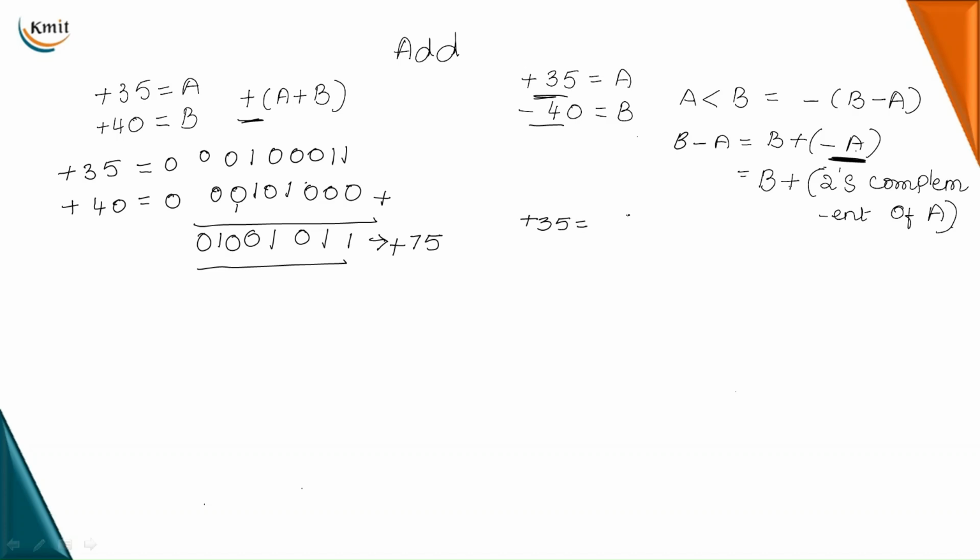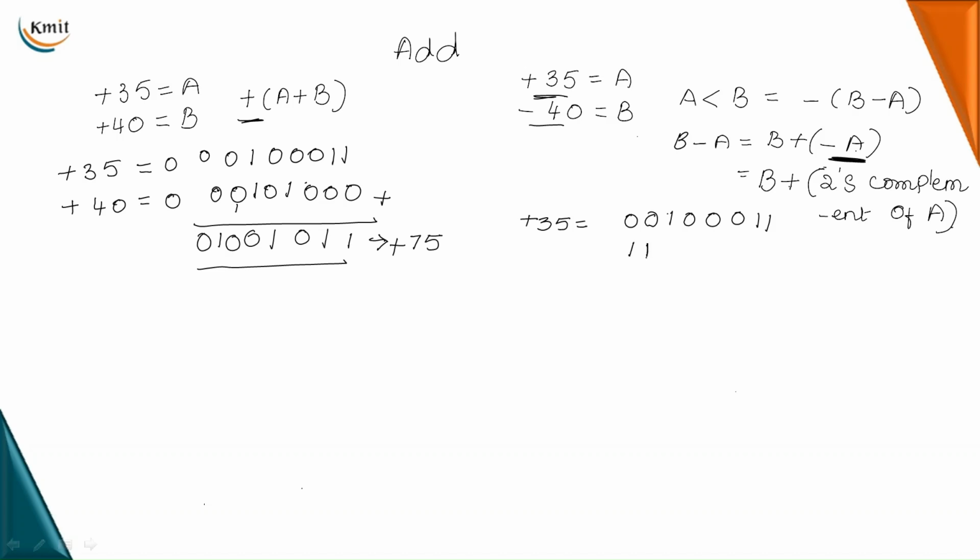So what is the binary value of 35? 0, 0. I am just taking the magnitude part: 0, 0, 1, 0, 0, 0, 1, 1. So I have to perform a 2's complement. To perform 2's complement, what do I have to do? I have to first calculate the 1's complement and add 1.